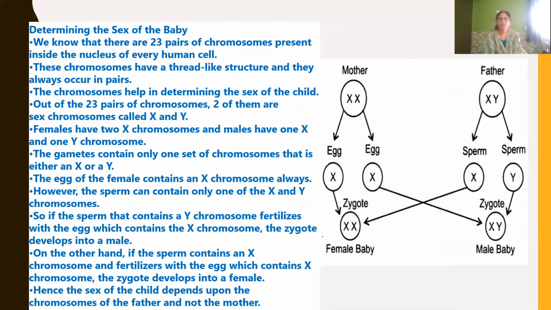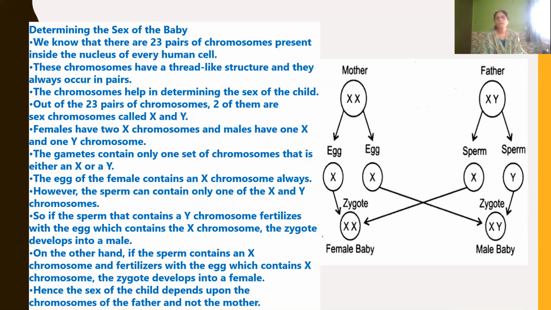Out of these 23 pairs of chromosomes, 1 pair, that is 2 chromosomes, are called sex chromosomes, called X and Y chromosomes. Females have both chromosomes as X, but in male, 1 chromosome is X and 1 is Y. The gamete, whether male or female, contains only 1 set of chromosomes, that is either X or Y. The egg of the female always has X chromosome only, but the sperm may have either X or Y.